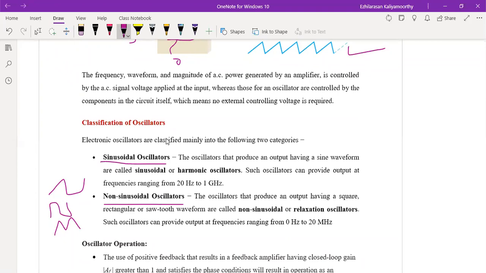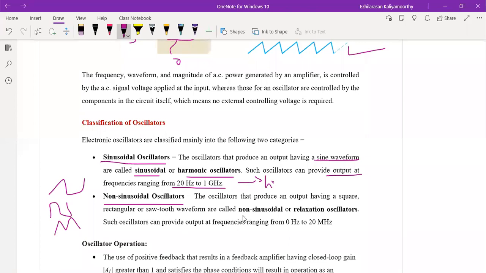Now, the sinusoidal oscillator produces an output of sine waveform, called a sinusoid or harmonic oscillator. Such oscillators produce output at frequencies ranging from 20 hertz to 1 gigahertz. So that is why we can say it is a high frequency. Next, the non-sinusoidal oscillator produces an output having square, rectangular, or sawtooth waveforms.